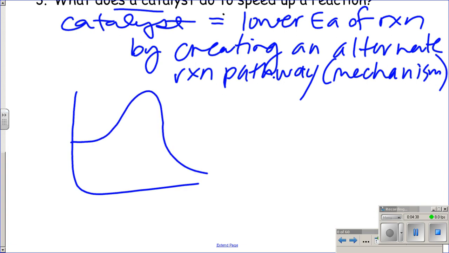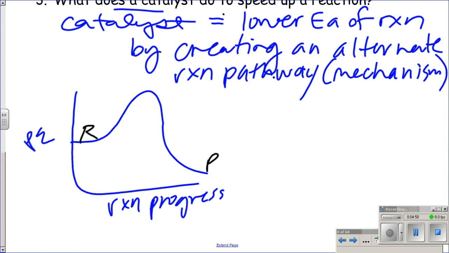What kind of reaction is that? Exothermic. How do you know, just by looking at it? High to low energy. It's lost energy, right? So this is potential energy. This is reaction progress or coordinate. There's a couple of names for it down here. The reactants have a set amount of energy, the products have a set amount of energy. Overall, there was a loss.